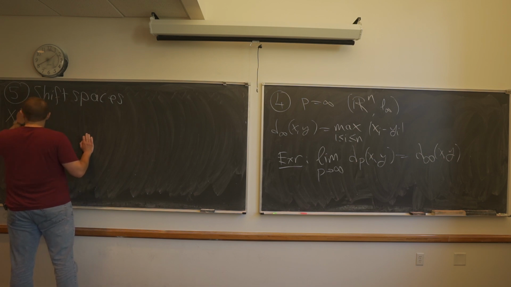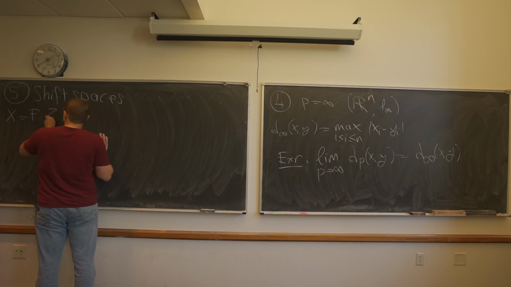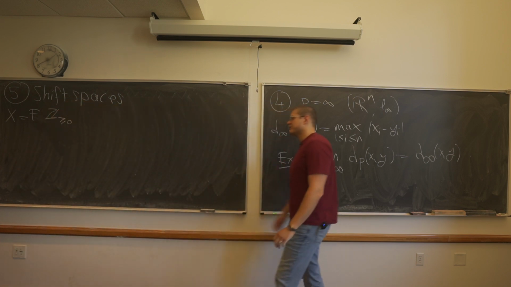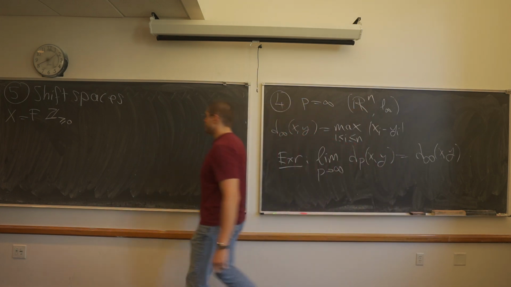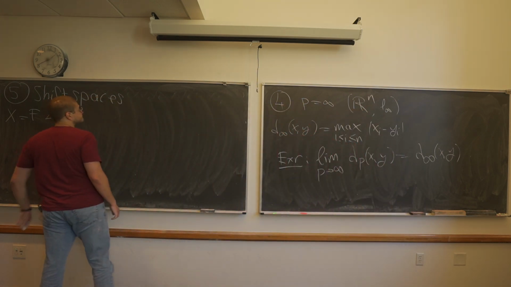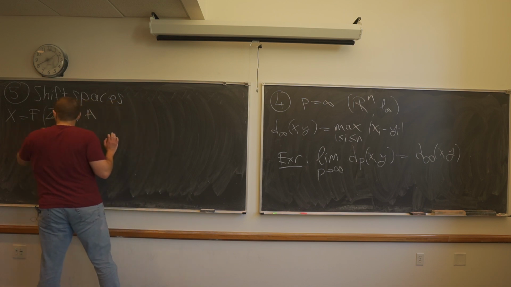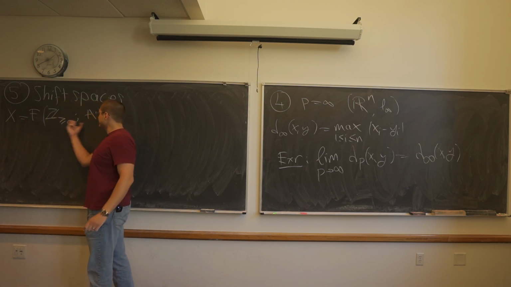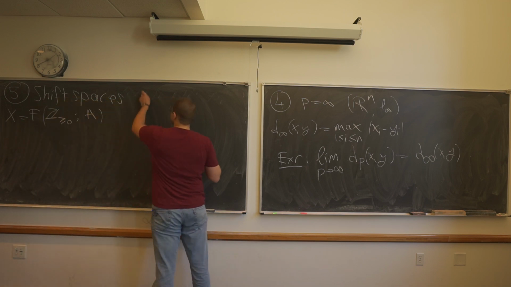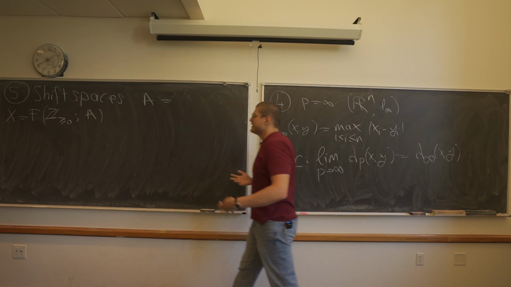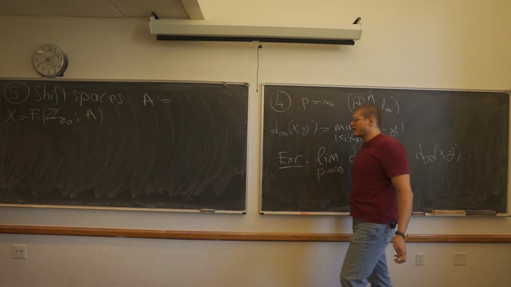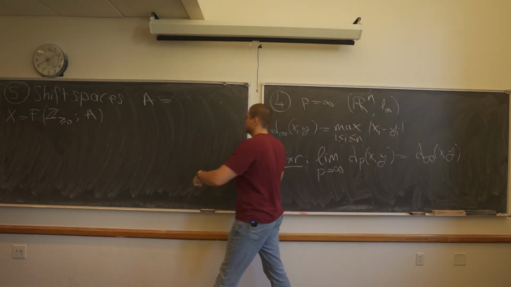Let's write it like this. It's a set of all functions from non-negative integers, Z stands for integer, taking values in, let's say, the set A. So this is a set of all functions from this to that. What is A? A is going to be a set that is the alphabet.